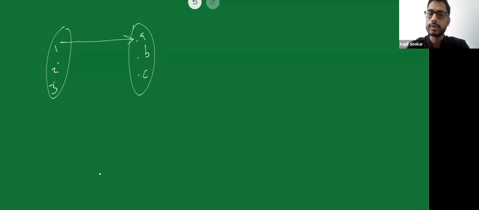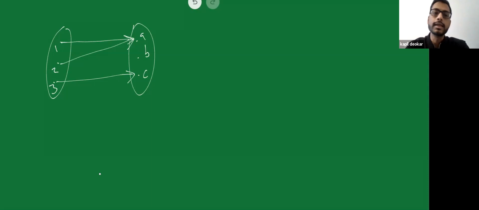Okay, now let's see one more condition. 1, 2, and 3. Here I am having, say, suppose values of A, B, and C. When I'm putting in 1, I'm getting a value of A. If I'm putting in 2, I'm still getting a value of A. And if I'm putting in 3, I'm getting a value of C. Is this a function?